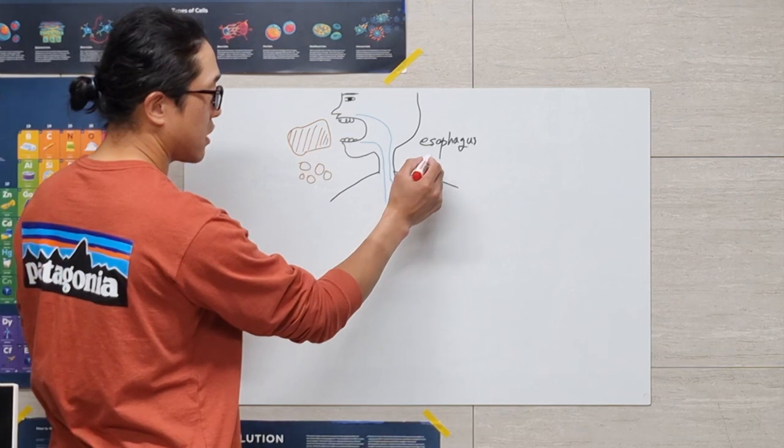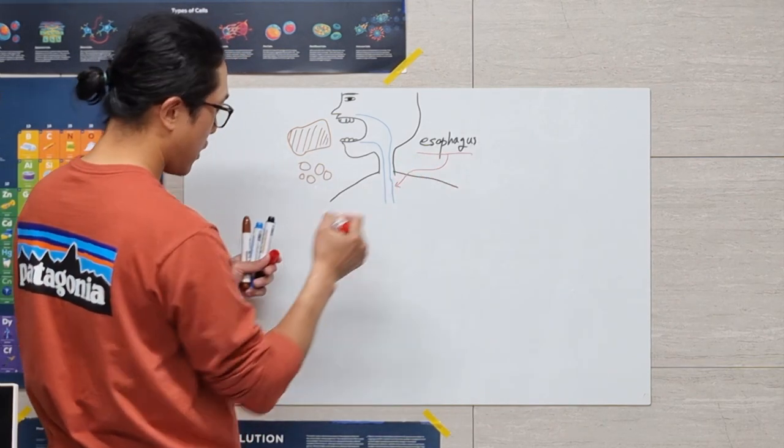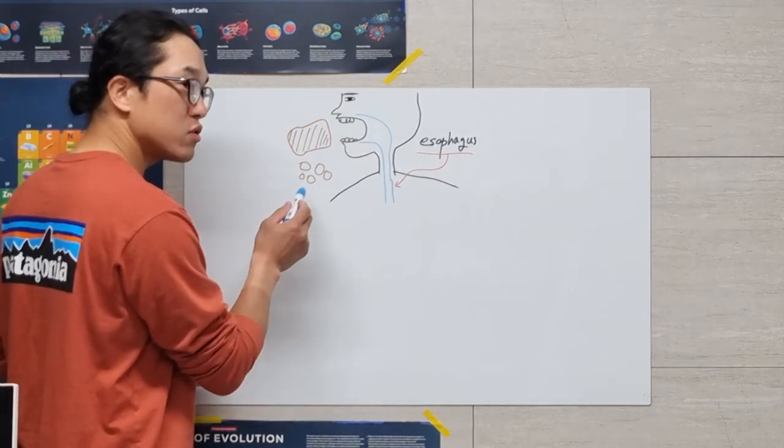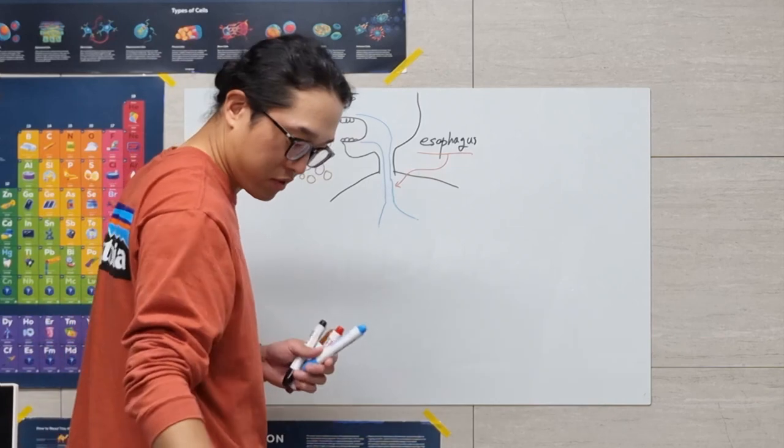Here's a long tube, right? It's called the esophagus. Esophagus. And the food goes to the stomach.